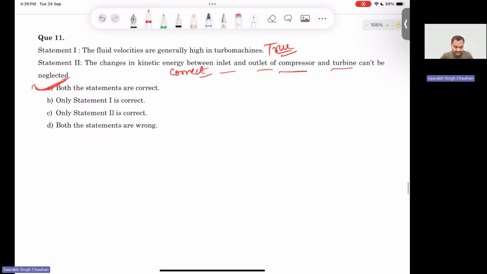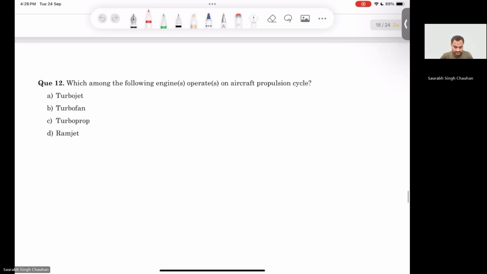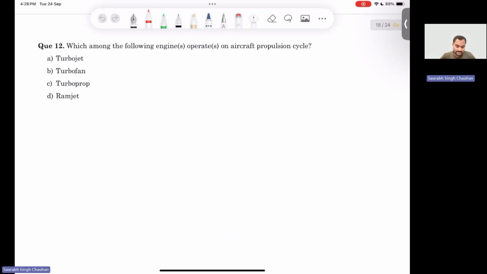Okay, so now we can move to the next question, question 12. Which among the following engines operates on the aircraft propulsion cycle? Turbojet, turbofan, turboprop, or ramjet? We have seen the pictures of these engines, turbojet, turbofan, and so on. So we have to tell which of these engines operate on the aircraft propulsion cycle. Turbojet, yes, it does work on the aircraft propulsion cycle. Turbofan also works on the aircraft propulsion cycle, and turboprop and ramjet also work on the aircraft propulsion cycle. Okay, so all of these are correct.